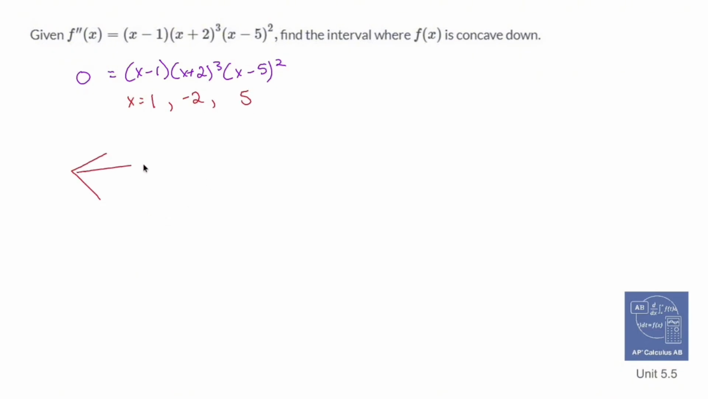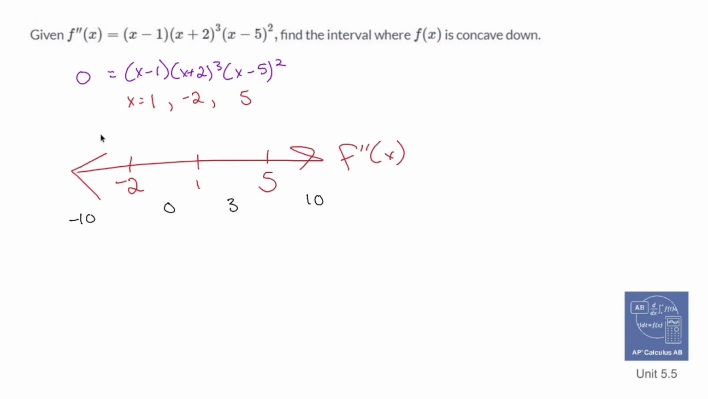So we make ourselves a sign table for f double prime of x. And my magic numbers are negative 2, 1, and 5. We take numbers that are within the intervals. So I'll take negative 10, plug it in. I'll take 0, plug it in. I'll take 3, plug it in. And I'll take regular 10, plug it in. And see if we get something that's positive or negative. Okay, in the intervals where it's positive, that means it's concave up. In the intervals where it's negative, that means it's concave down.